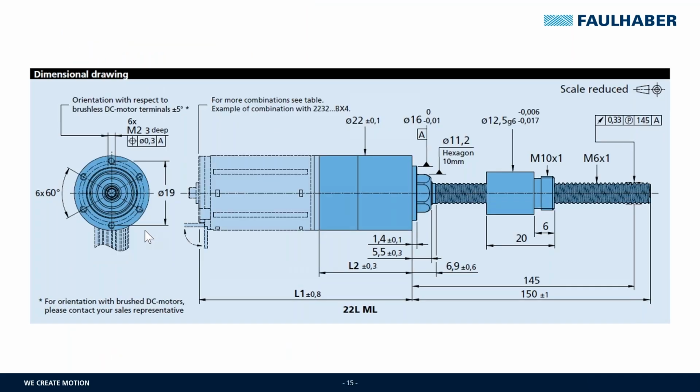In the dimensional drawing section, you can find measures and tolerances of the actuator as well as for the drive system. The maximum depth of the thread is given, and the runout tolerance for the standard nut can be found. In the 22 and 32L series, you see also the cable orientation in relation to the screw flange.